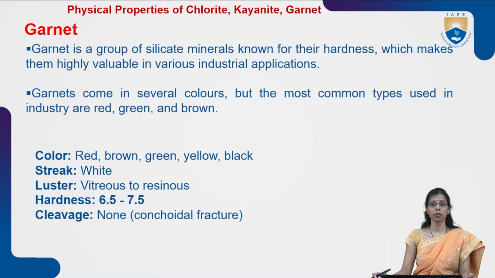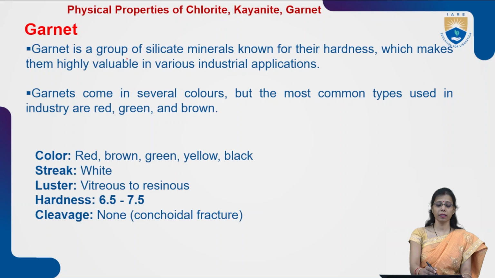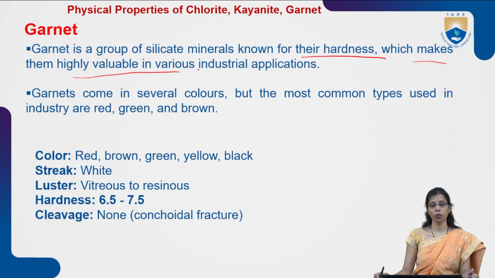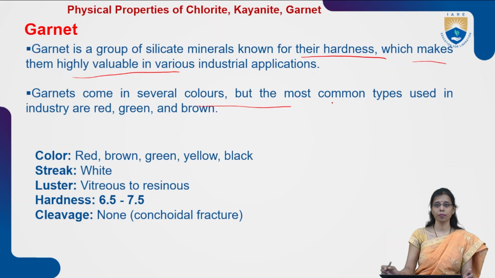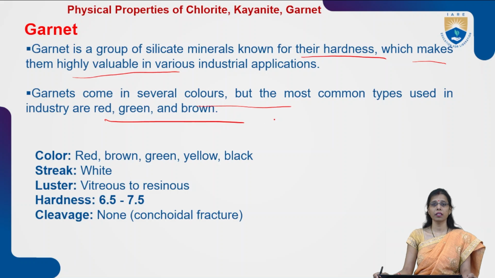Now, garnet. This is also one of the minerals that comes under the silicate group. Garnet is a group of silicate minerals known for their hardness, which makes them highly valuable in various industrial applications. Garnet comes in several colors, but the most common types used in industry are red, green, and brown.